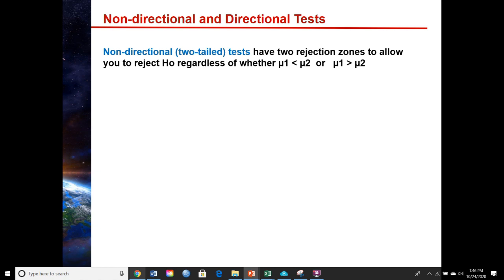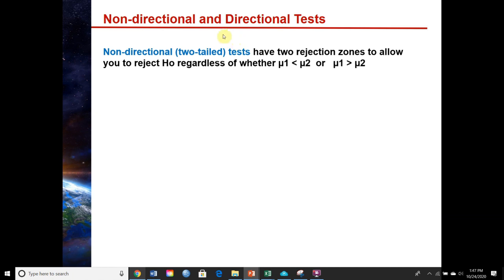If they're non-directional, these are tests where you specify two rejection zones, one for the left tail and one for the right tail. That way, no matter where your test statistic falls, whether it's negative and falls in the left tail or positive and falls in the right tail, it doesn't matter. You're going to be in a rejection zone, and so you'll be able to say, reject H0, my results are significant.